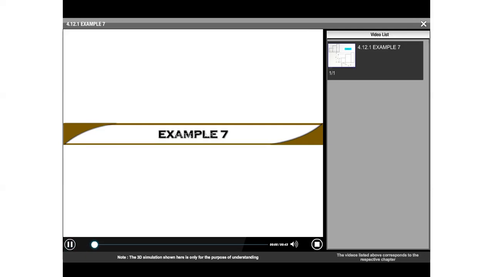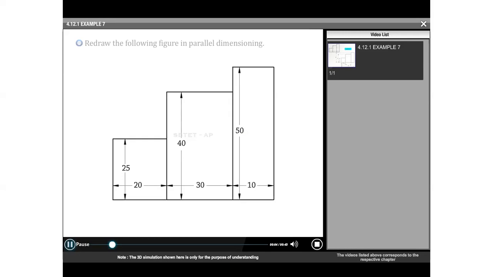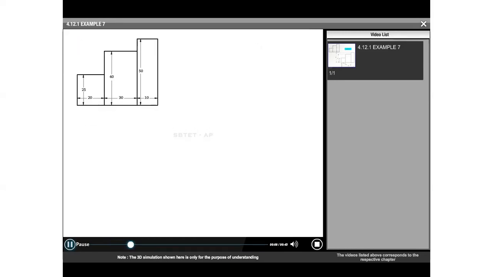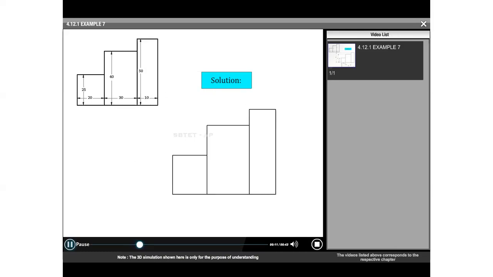Example problem 7. In this, all the three horizontal dimensions are to be neatly represented with a common origin.